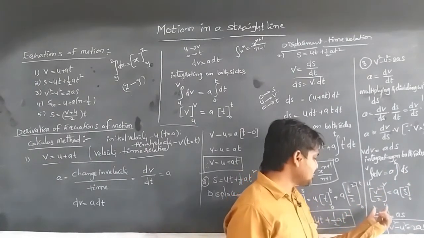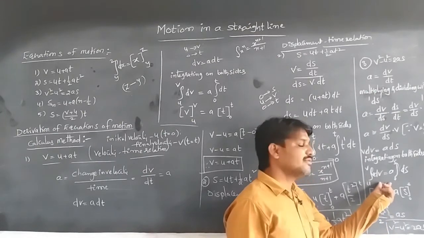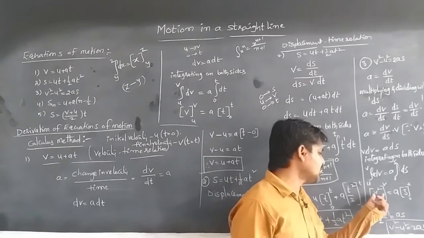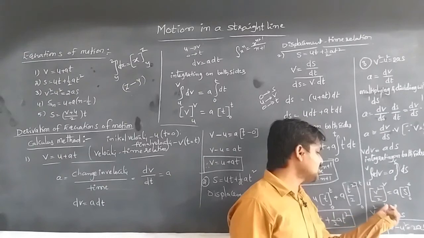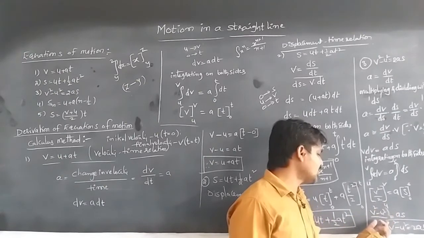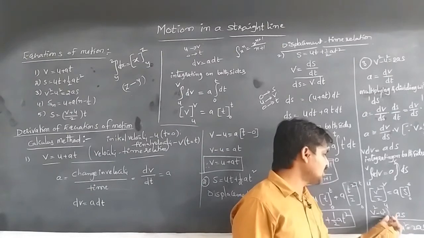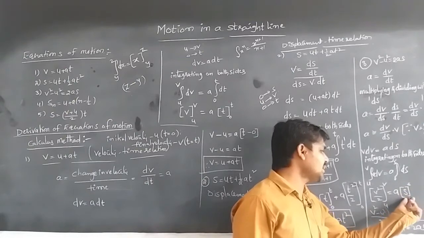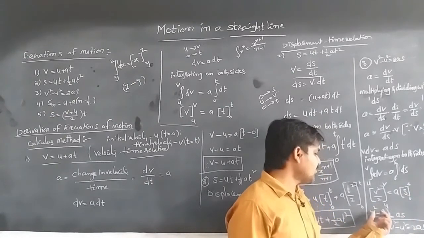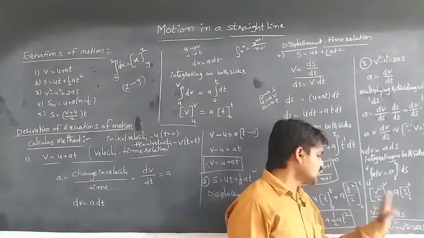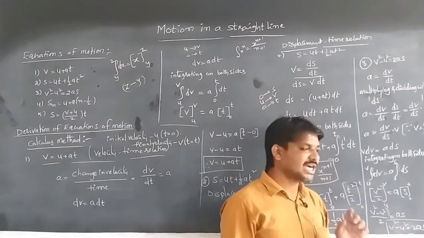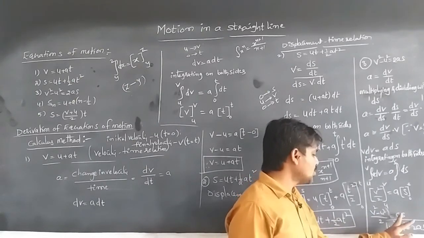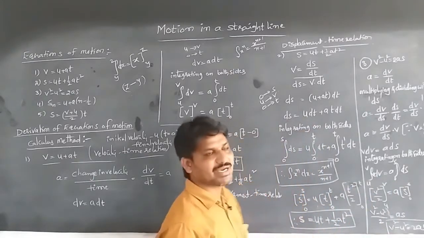By applying the limits, first we substitute the upper limit, after that the lower limit. Upper limit minus lower limit: v square minus lower limit u square. So v square minus u square by 2 is equal to a into s. For the right side, upper limit s and lower limit 0, so s minus 0 is s. So from this relation, when the 2 is taken to this side, it is multiplied, so v square minus u square is equal to 2as. That is the third kinematical equation.